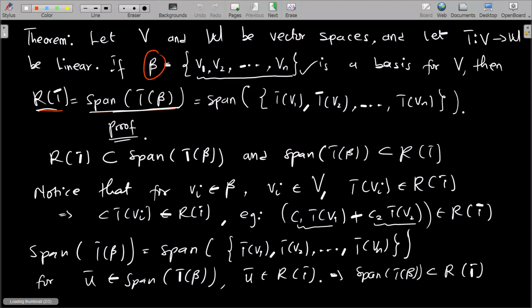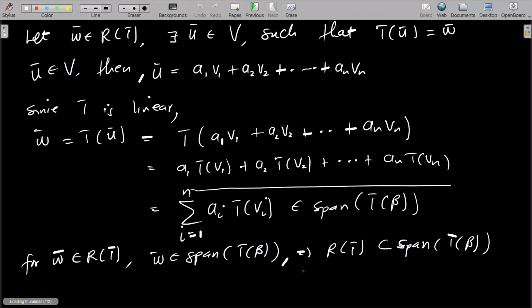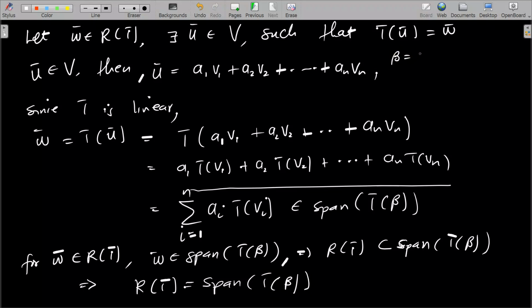So we've been able to show that the span of T of beta is a subset of R of T, and R of T is also a subset of the span of T of beta. What does it mean? It means that R of T is actually equal to the span of T of beta, with beta defined. Beta is equal to V1, V2 all the way to Vn, and this is the basis for capital V.